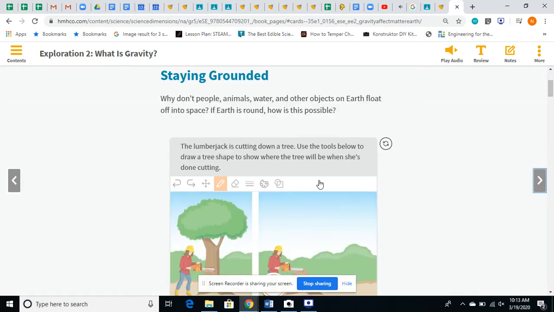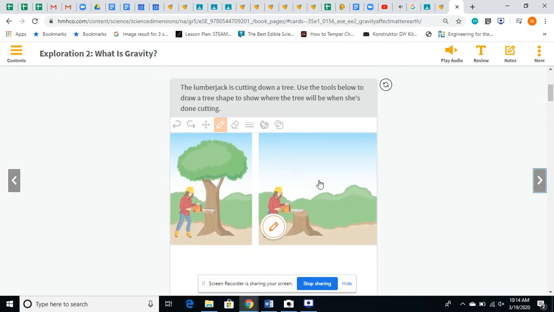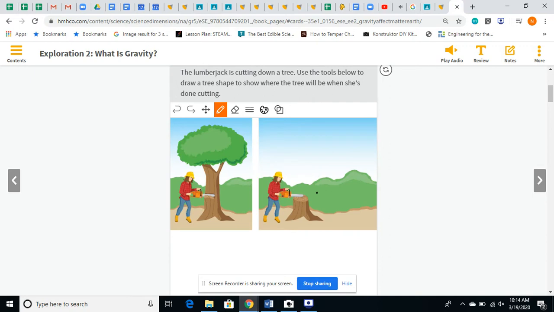Exploration 2 is: what is gravity? So why don't people, animals, water, and other objects on Earth float off into space? If Earth is round, how is this possible? It says the lumberjack is cutting down a tree. Use the tools below to draw a tree shape to show where the tree will be when it is done cutting.